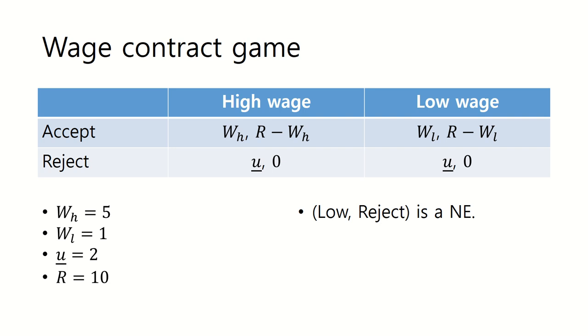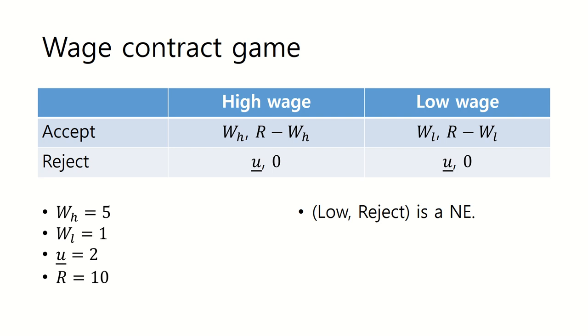If the offered wage is low wage, and if it is accepted, then the payoffs will be like this. The worker or the employee will get WL, and the employer will get R minus WL. So R minus WL is the profit in this case. If the worker rejects the offer, then the worker will get U under bar, and the employer will get zero. And the same is true in the case where a high wage is offered.